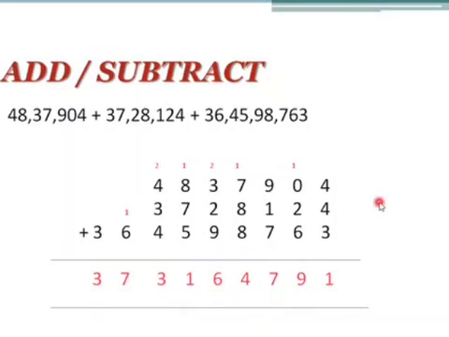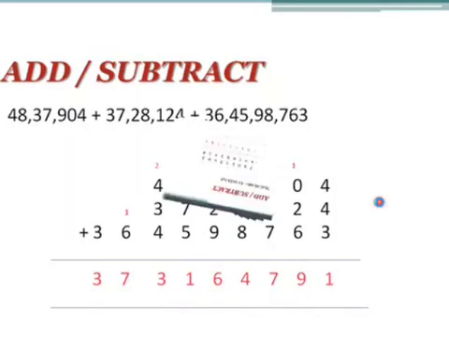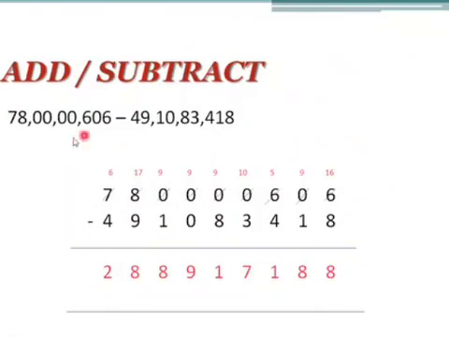Next let us see subtraction. As we have learned subtraction, here they have given one more sum. How you have to write it: first you have to write the bigger number, then the smaller number. Here we have 78 crore 606 minus 49 crore 10 lakh 83,480. So we arrange this in this way. First you should arrange it this way, then you have to subtract.